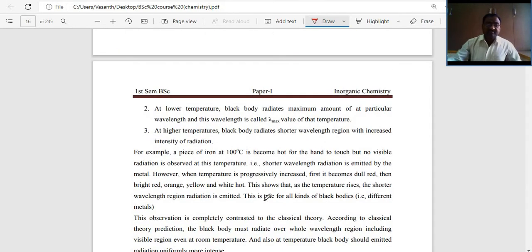The second thing: at low temperature, a black body radiates a maximum amount at a particular wavelength, and this wavelength is called lambda max, depending on the temperature. At higher temperatures, a black body radiates in the shorter wavelength region with increased intensity of radiation.